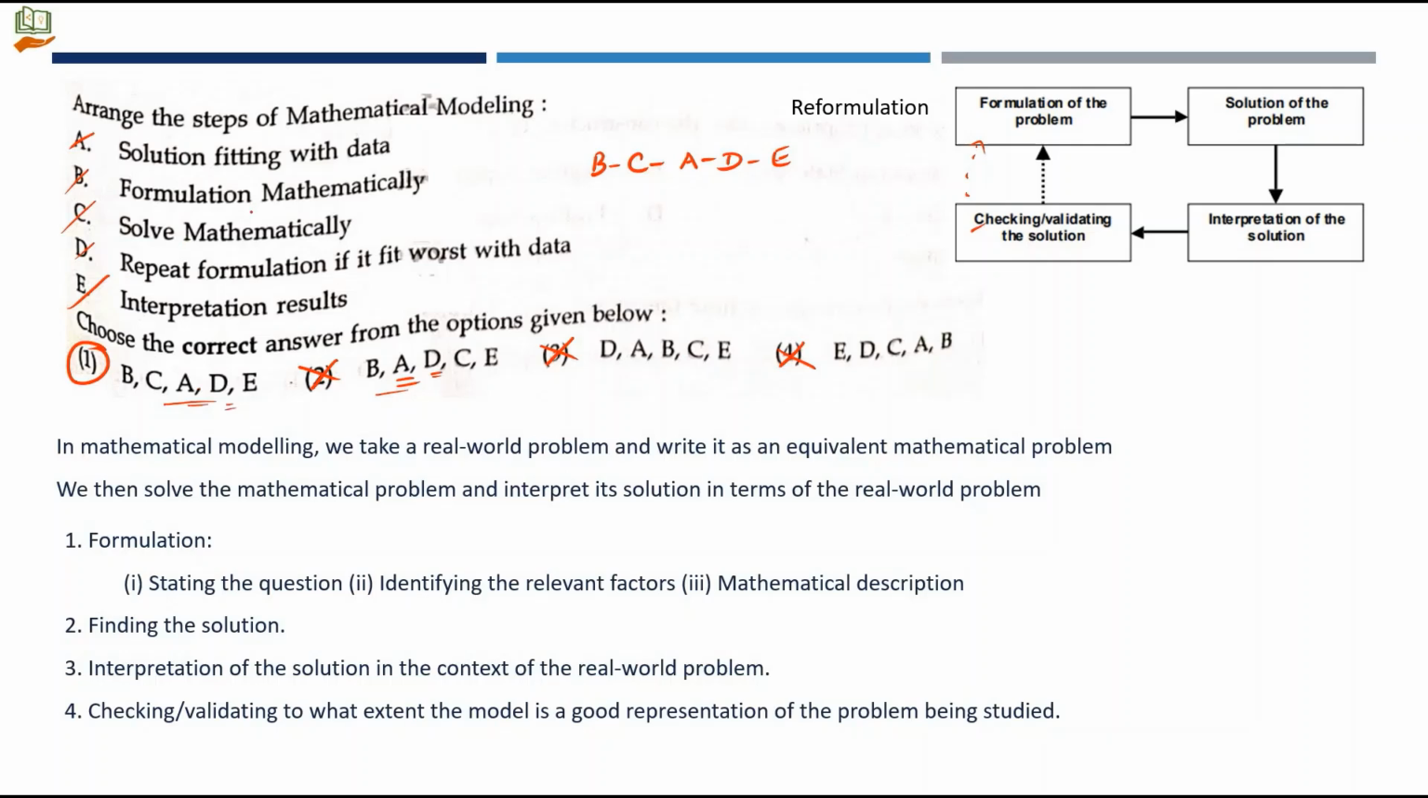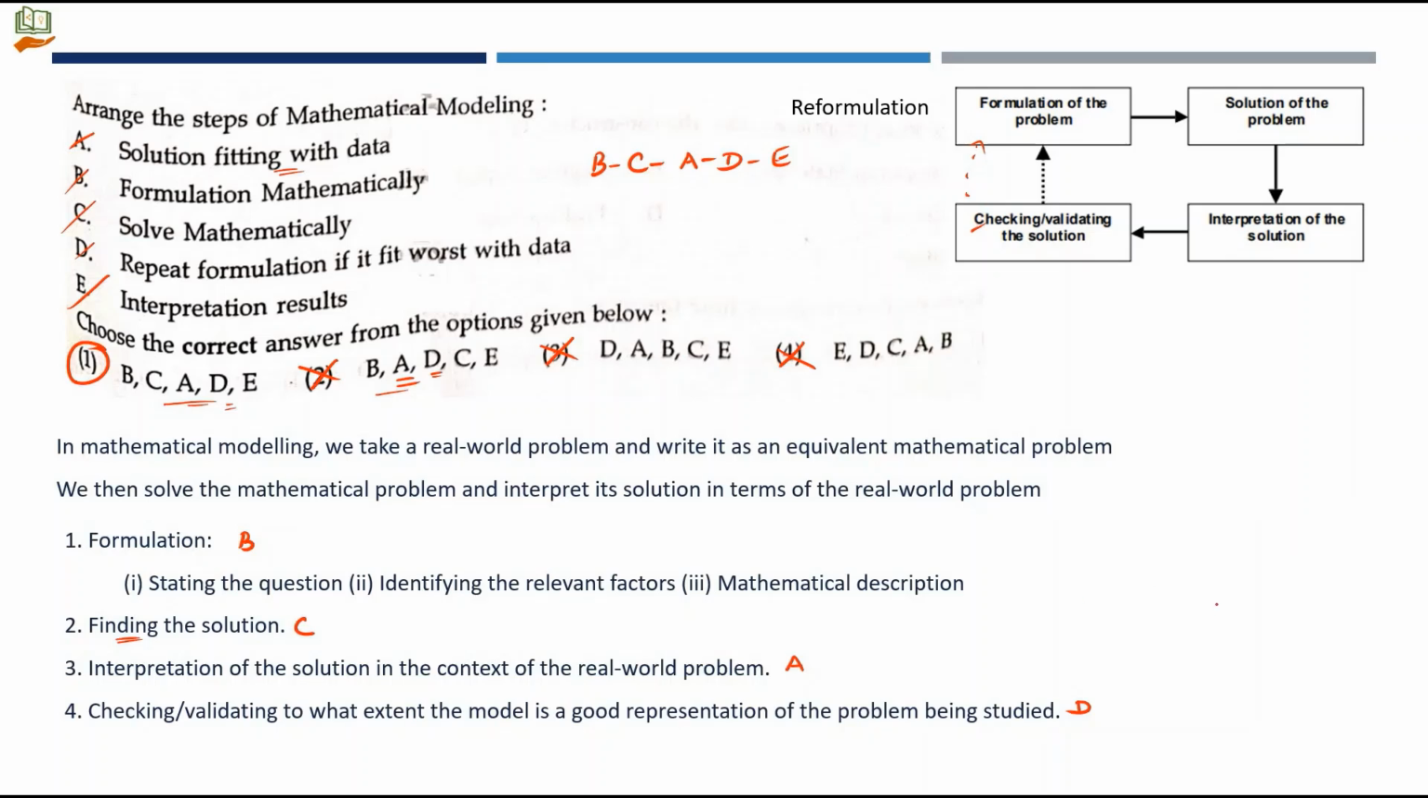Once you formulate, you have to go for solving part. That is what they say, finding the solution. Interpretation of the solution in context of real world problem is what we say fitting the data. So if formulation is option B, finding the solution will be option C. Interpretation of solution is option A. We have to check whether it's a good fit or not. This will be D. And the reformulation part follows this D.